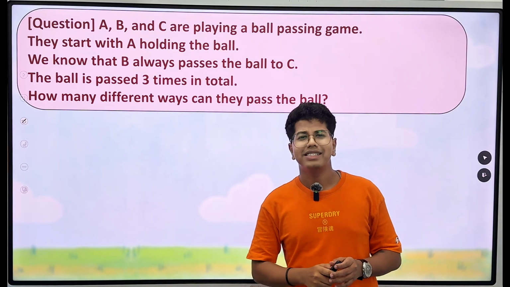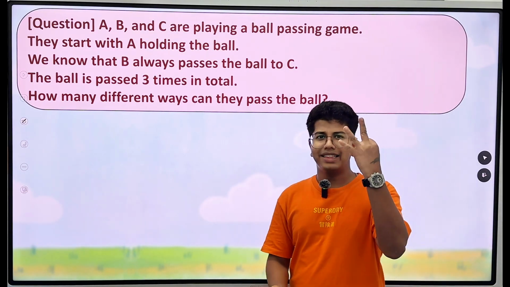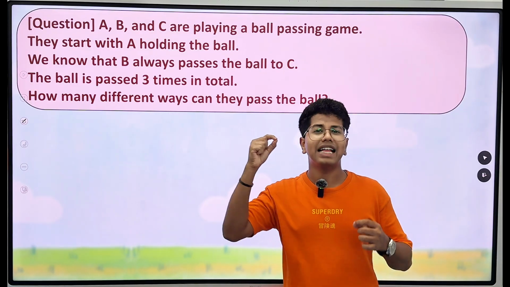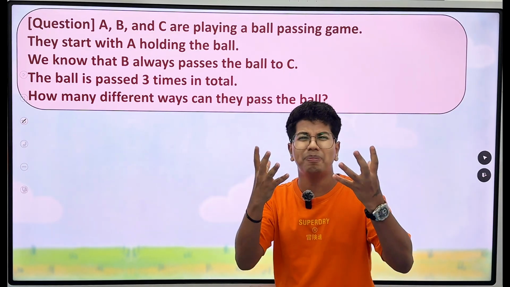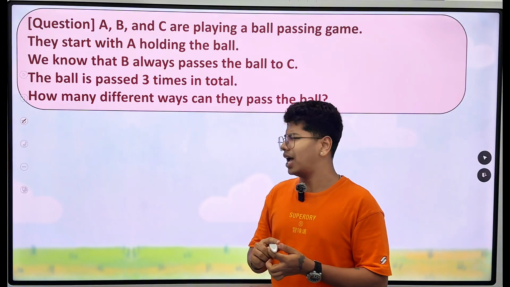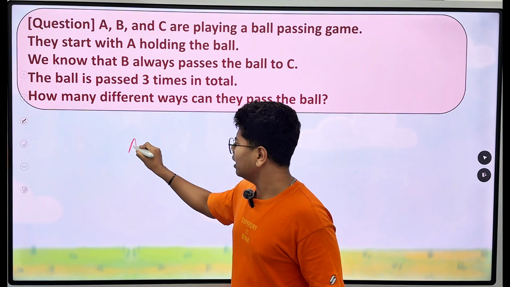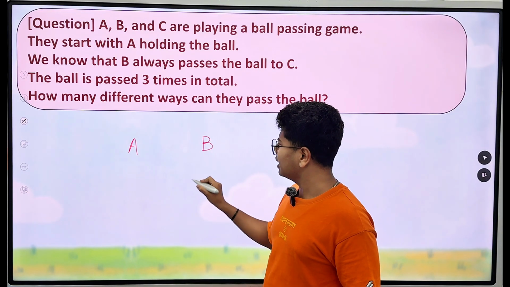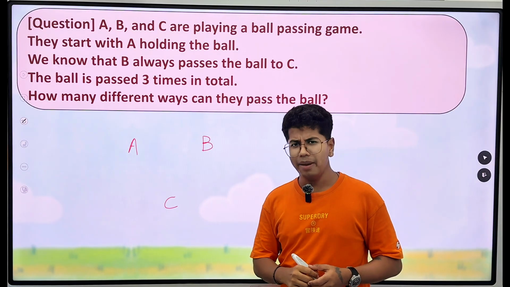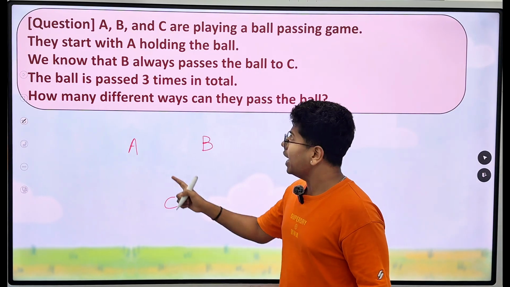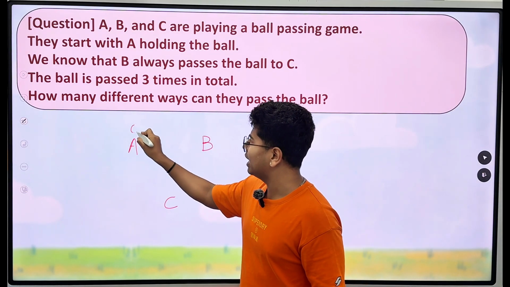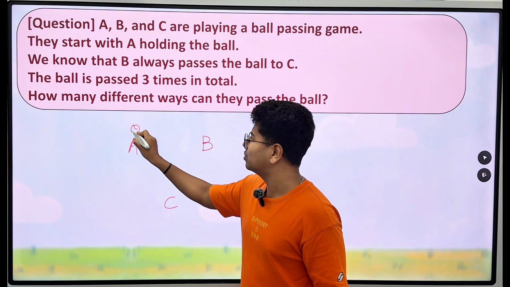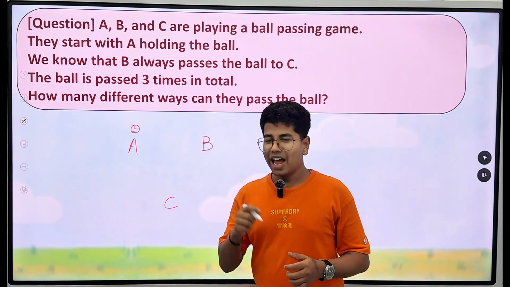So let's try to understand the question first. There are 3 kids, A, B and C. They are playing a ball passing game. So let us visualize. Here A, B and C, they are playing a game. Now what happens? Let's say A has the ball. Now A has the ball.